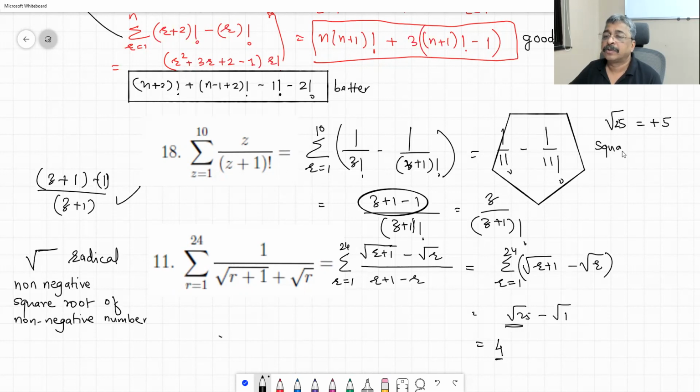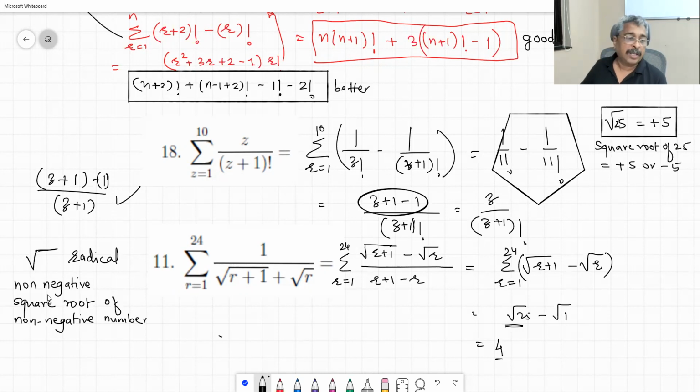Square root of 25. Suppose the question is like this: square root of 25. Then either it is plus 5 or minus 5. But if it is given radical 25, it is always plus 5. Non-negative square root of a non-negative number. That is the definition of radical.